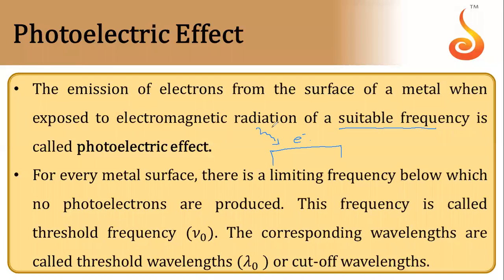So let us assume the energy of the radiation is E, and we know energy can be represented as hν, and that is also equal to hc/λ. Now the frequency for which photoelectrons don't come out, we are representing by ν0, and the corresponding wavelength we are representing by λ0. So this ν0 is known as threshold frequency, and this λ0 is known as threshold wavelength, also known as cutoff wavelength.